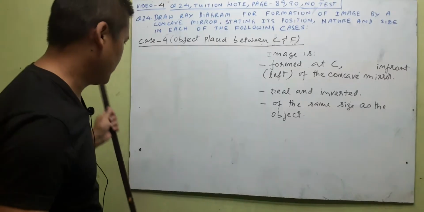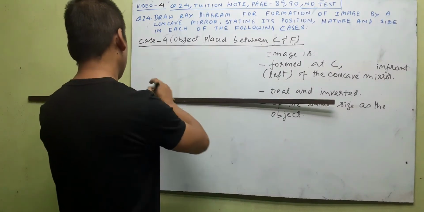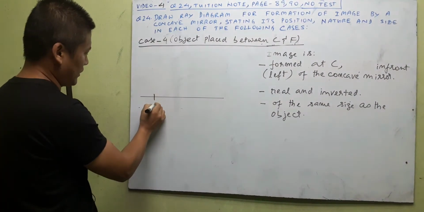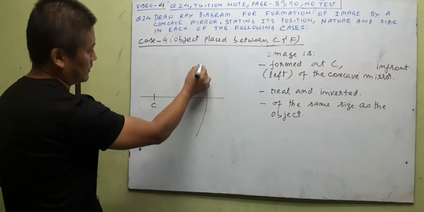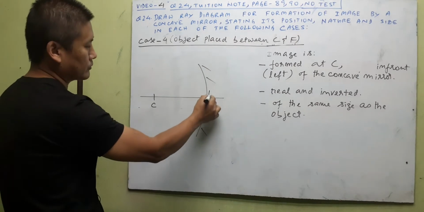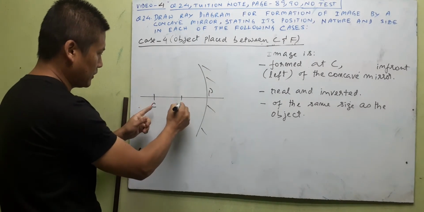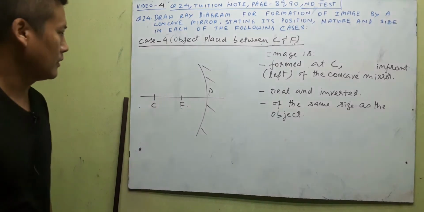Okay, let us draw. By now you know how to draw the concave mirror. Facing left, reflecting surface facing left. Mark your C and then take 4 centimeter. Draw your concave mirror P, half of 4 to mark F.